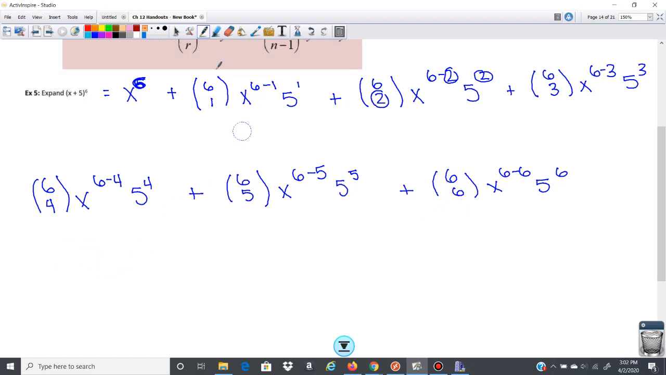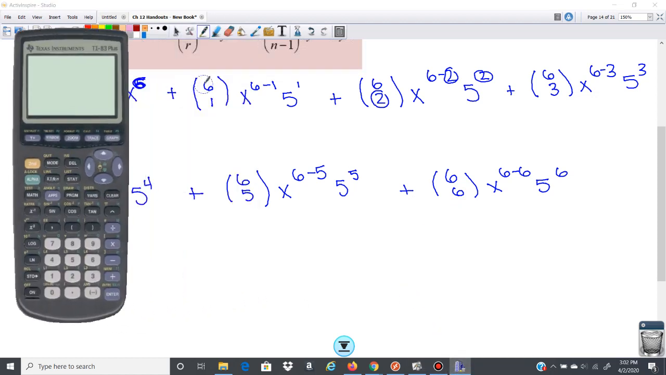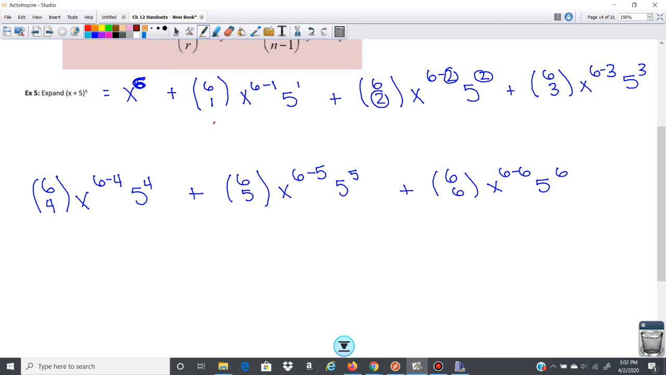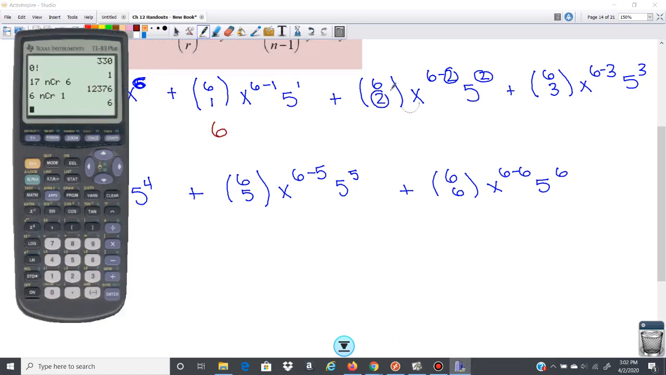Okay, then you want to work that out and find these coefficients here. So I'm going to pull up the calculator. That's going to be 6C1 for our first one. So we're going to go 6 math PRB, I hit the wrong button. Hold on. So 6 math PRB number 3, 1. So that's going to give us 6. Okay, and I'm going to go through and do all of these. So 6C2 is going to give us 15.